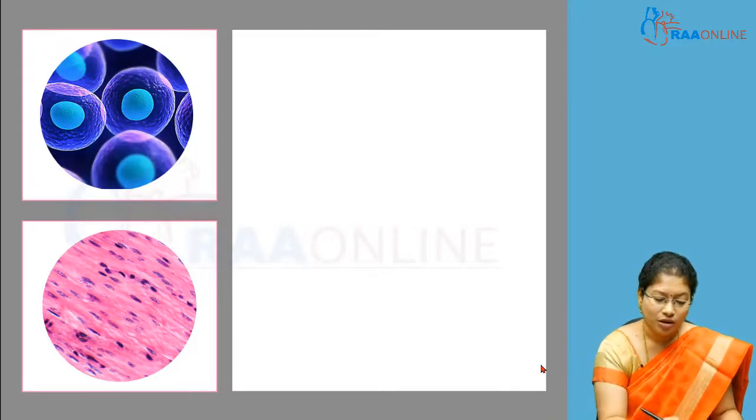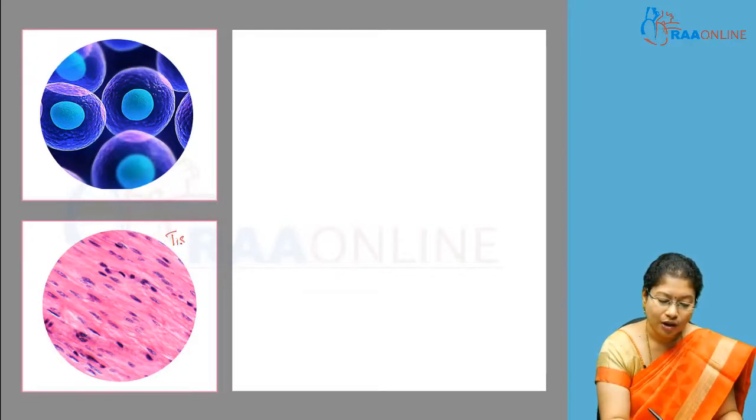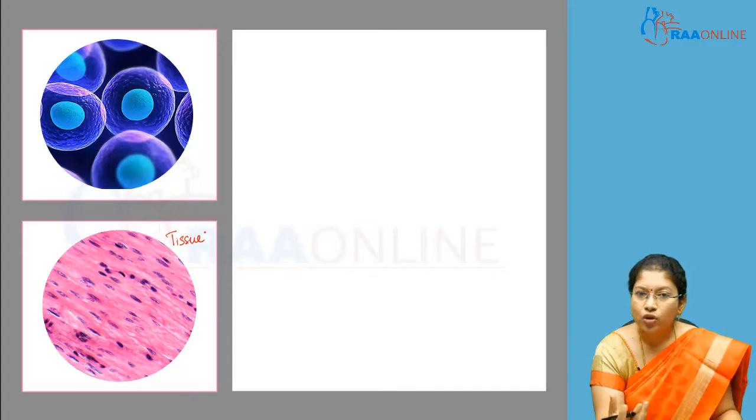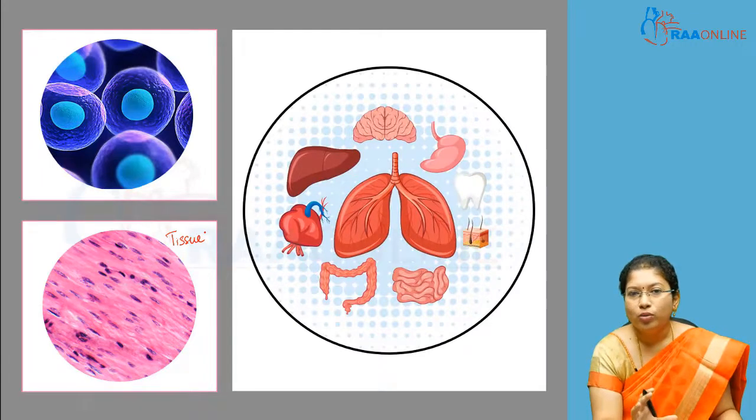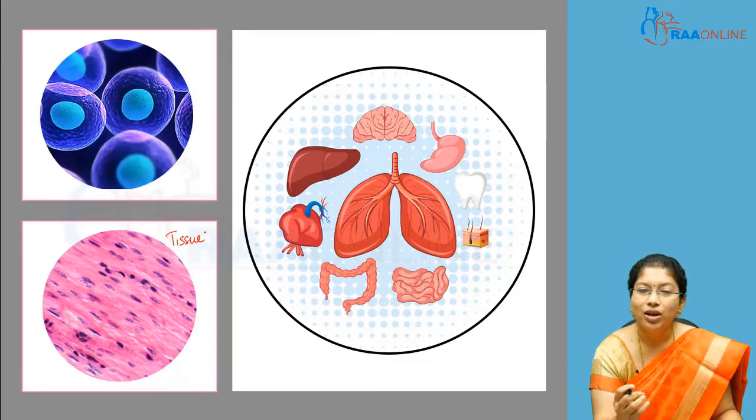These tissues are organized to form the human organs. So, all the human organs are organized by the tissues, and the tissues are organized by the cell. So, the cell is very, very important to our life.